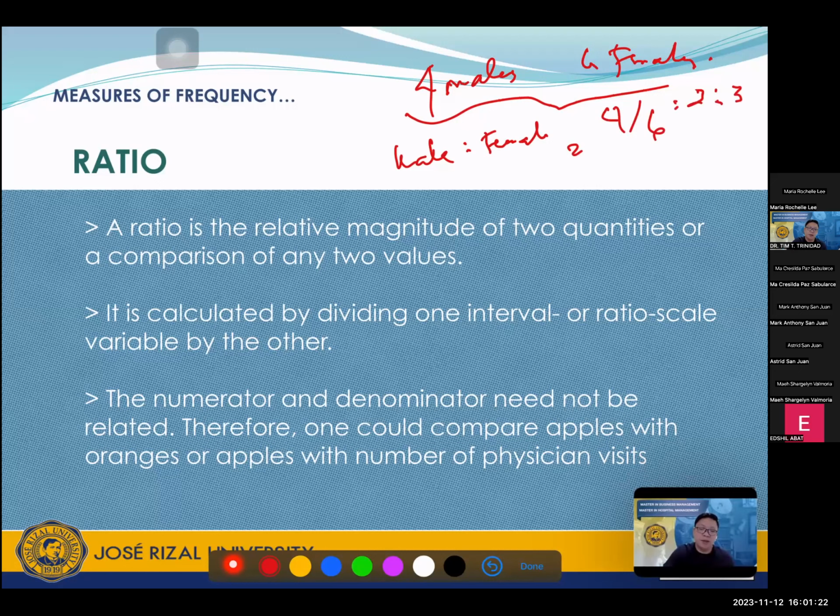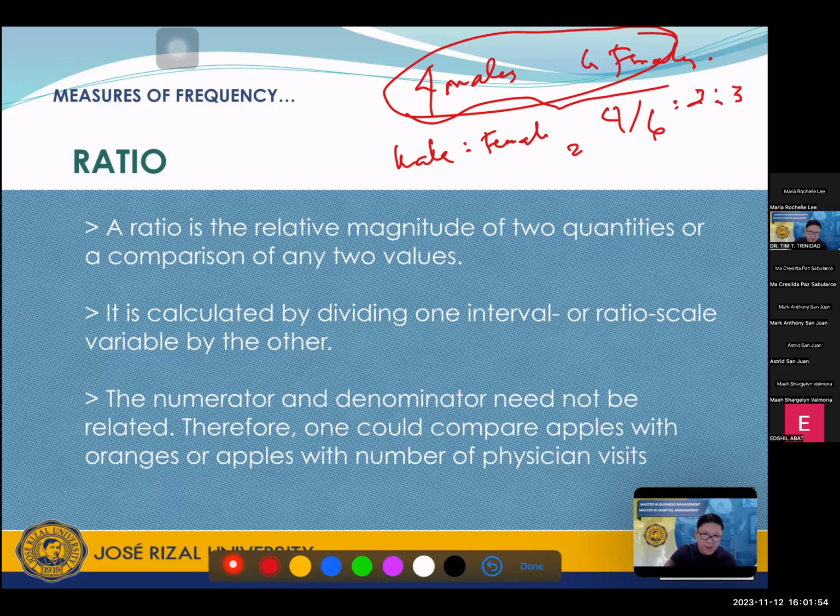Meaning to say, in a class or in a group of data with 4 males and 6 females, you will describe it in a simpler form, or you will report the description by saying that the male to female ratio of this class is 2 is to 3. So, maintindihan na natin na there are 4 females and there are 6 males among a group of 10. Okay? You get my point?